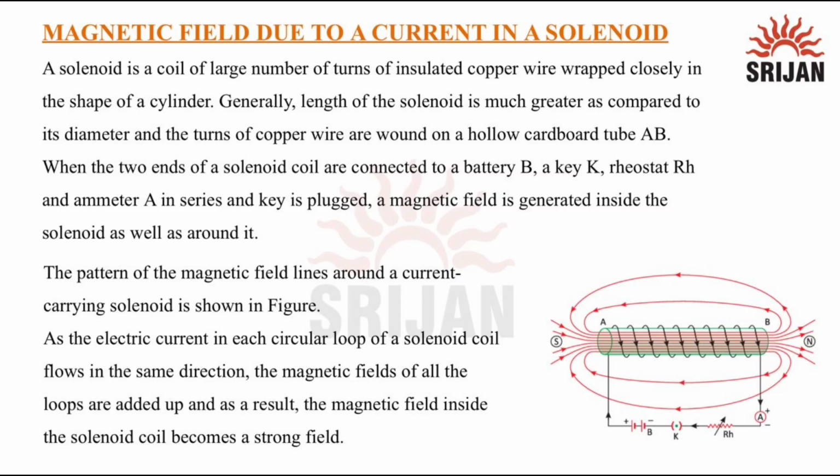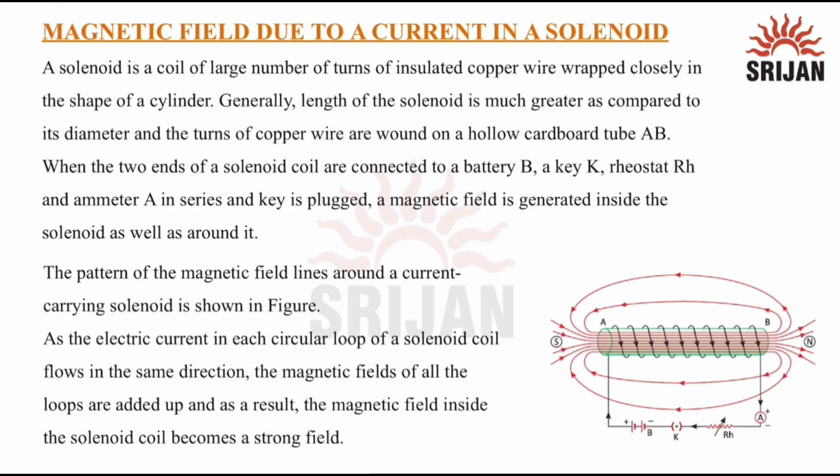In this video, we will learn about magnetic field due to a current in a solenoid. So, we know that a solenoid is a coil of large number of insulated copper wires wrapped closely in the shape of a cylinder. Generally, the length of the solenoid is much greater as compared to its diameter. This is the diameter, this is the length. Length is much greater than the diameter. And the turns of copper wire are wound on hollow cardboard tube AB.